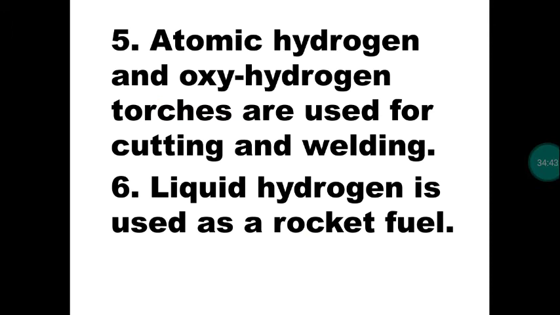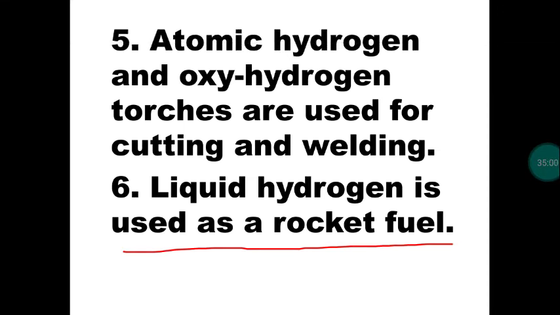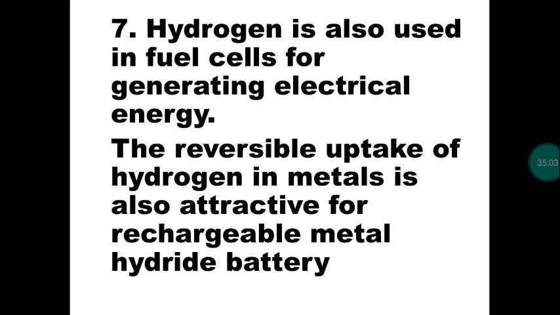Number 5, we use atomic or oxyhydrogen in torches, which are used for cutting as well as welding purpose. Then liquid hydrogen. One more question. The liquid hydrogen is used as a fuel in rockets, right? Then number 7, as I said, we have fuel cells. Within the fuel cell, we take fuel hydrogen. Hydrogen combines with oxygen, it produces water with a large amount of heat energy. The heat energy will be converted into electrical energy. So hydrogen will be the future fuel, right?